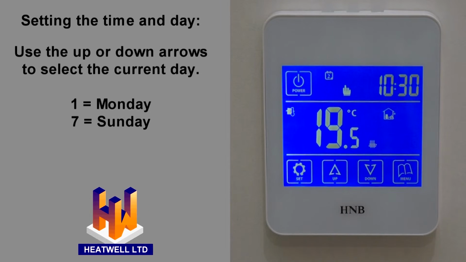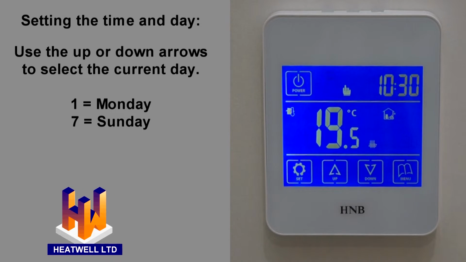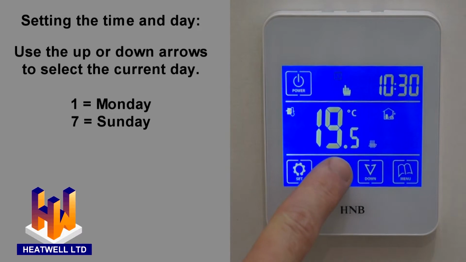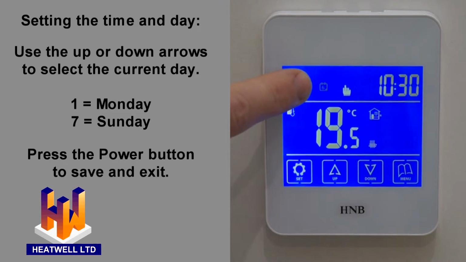Now use the up or down arrows to select the hour, and press the Settings button to confirm. Now choose your day of the week. In this case, with the up or down arrows, we'll choose Saturday, which is day number 6. Once you've chosen your correct day, press the power button to save your selection and return to the home screen.